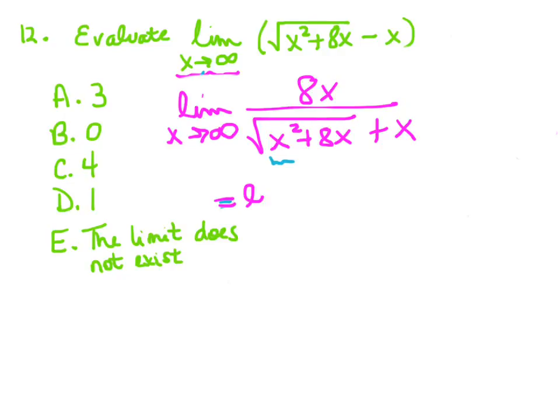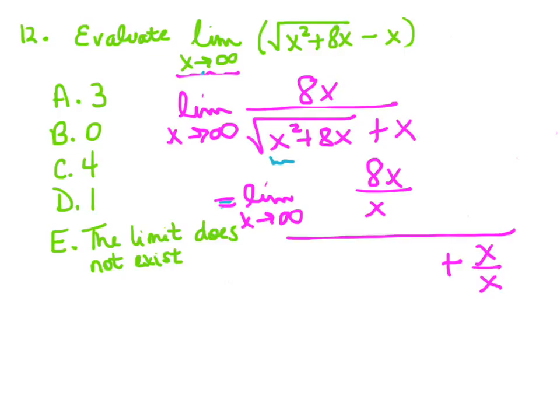So this is going to be equal to, still limit as x goes to infinity. In my numerator, I'm going to have 8x over x. In the denominator, over here at the end, I'm going to have x over x. I'm dividing by x. But under the square root, because I'm under the radical, I'm going to divide by x squared, because I'm dividing by the square root of x squared, which really is just x. So I'm going to divide x squared by x squared. I'm also going to divide the 8x by x squared, again because we're still under the radical.